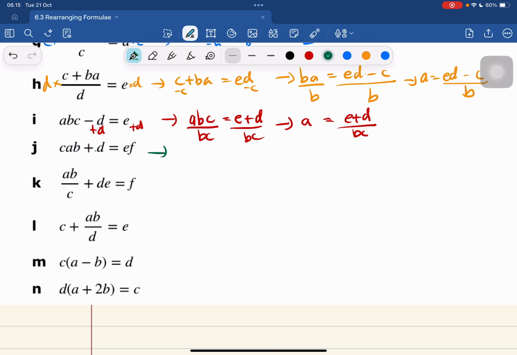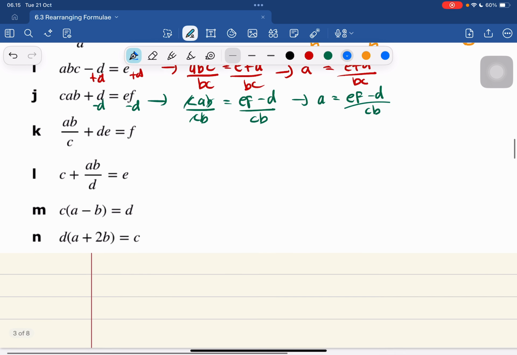Next. Okay, we've got D here, minus D. So on both sides we need to do the same thing. So CAB equals EF minus D. Okay, to make it only A, we divide by CB. Right side also do the same thing, divide by CB. So A equals EF minus D over CB.